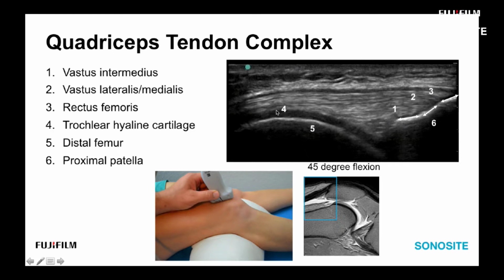Moving down to number 4, this is the trochlear hyaline cartilage, and it is anechoic. It's not compressible, so don't confuse that for fluid. And note here, the photograph is not quite as bent as we need, and we'll show that in the live scan. But to get a good tight tendon, it's important to go ahead and put the knee into quite a bit of flexion if the patient can tolerate that. But also in this image here, we have the distal femur and the proximal patella.